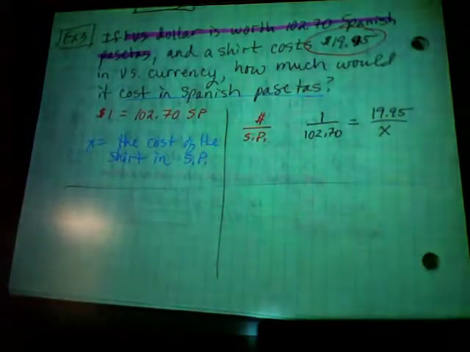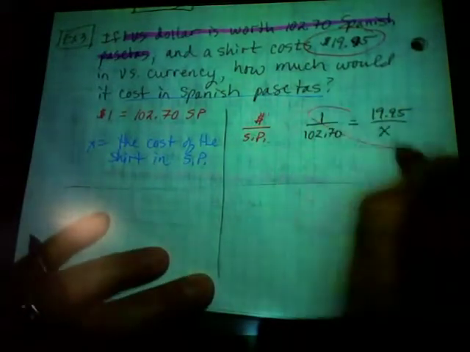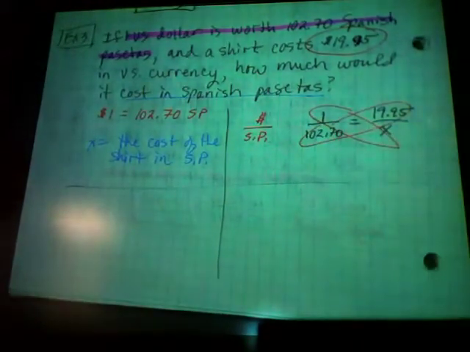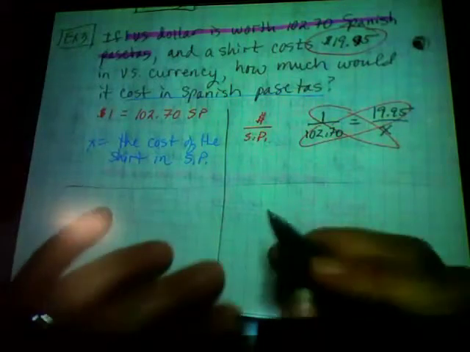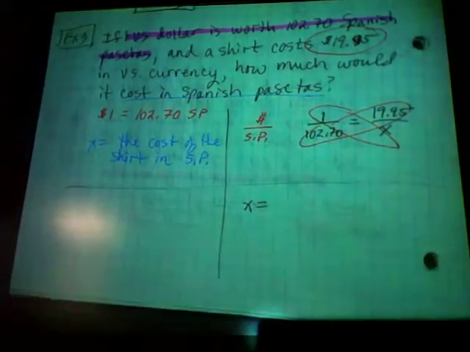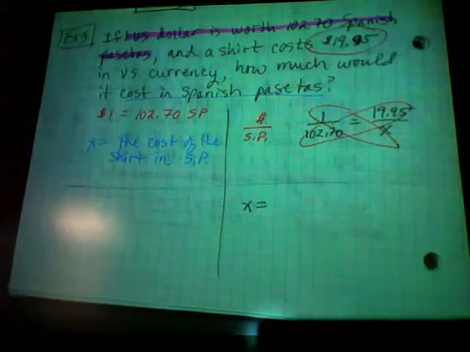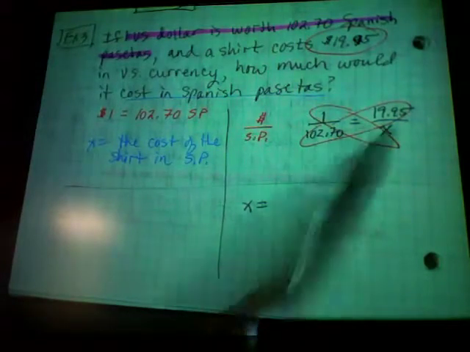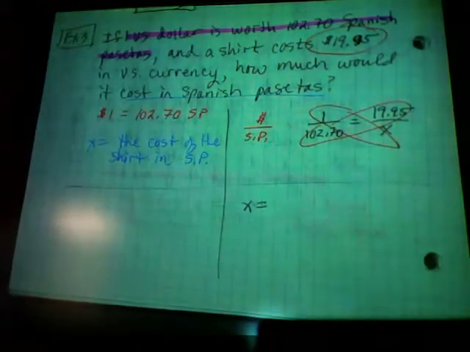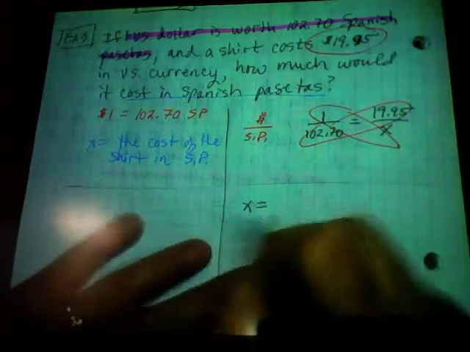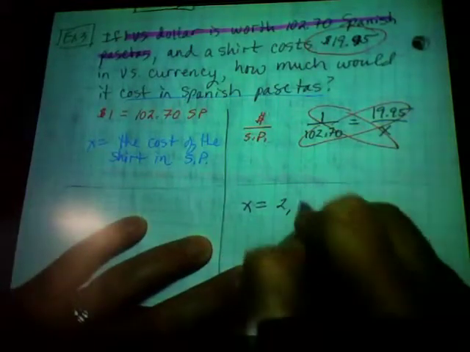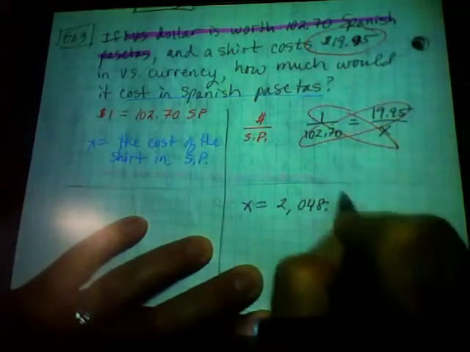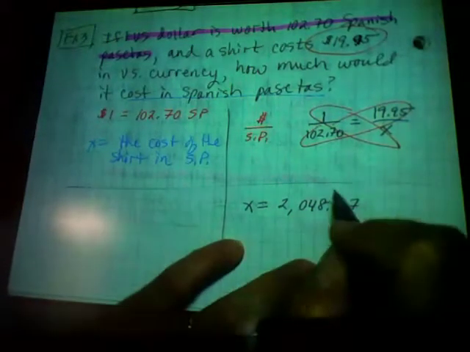Now, solve it, right? Don't we use cross products? Cross multiply and solve. Wouldn't a calculator be handy here? Yeah, and there's really not a whole lot of work to show other than that. So we've got 1 times X is X, and then 102.7 times 19.95 I will help you out with. That is 2,048.87 pesetas.